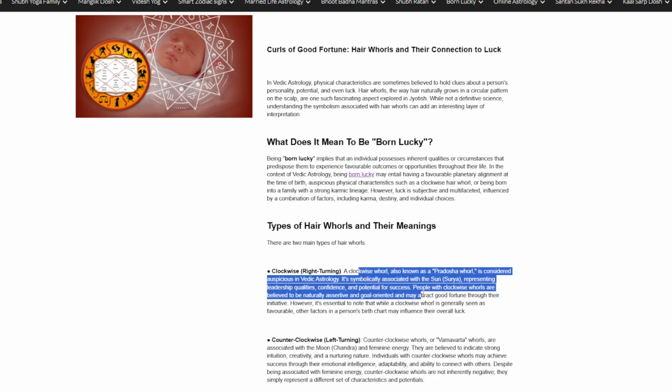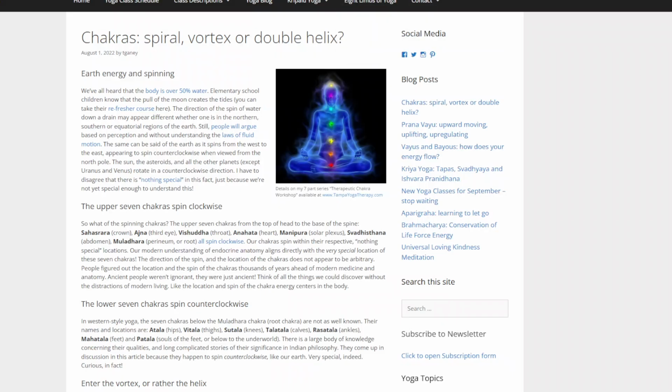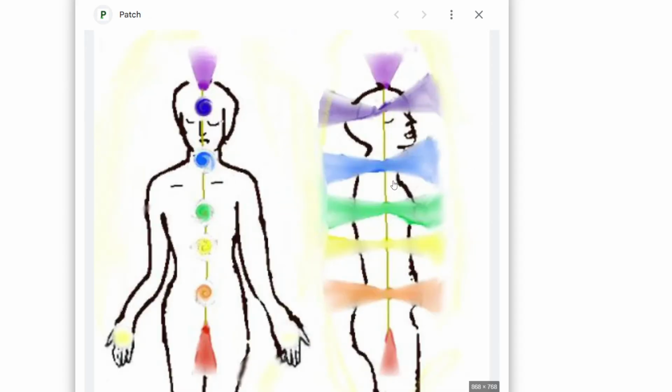So clockwise is associated with solar power, and anti-clockwise is associated with lunar power, moon related powers, feminine energy. This is Surya, sun energy. This is interesting. So this matches this part also. So now what we have here is generally this area, this part. Okay, and this is how it is working.